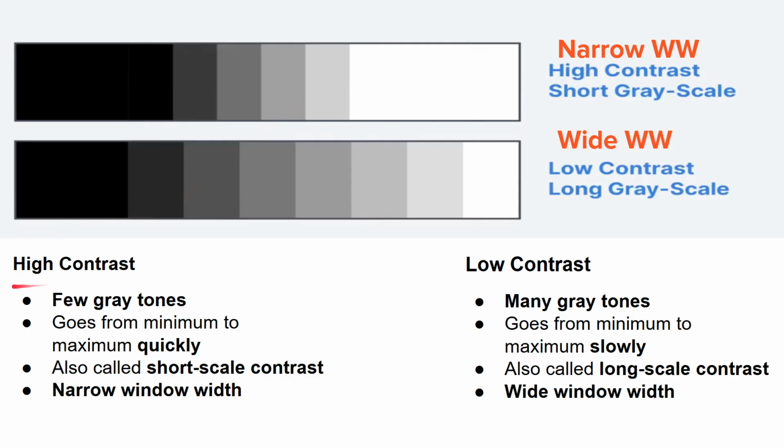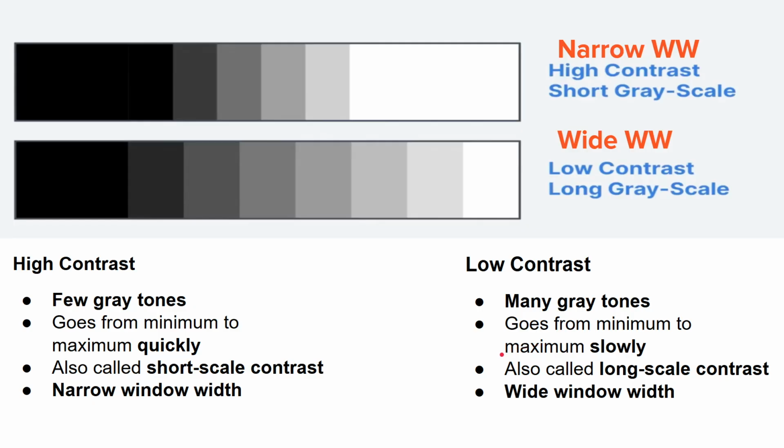Let's go down here. High contrast. There's few gray tones. It goes from minimum to maximum quickly. It goes white to black. It goes 0 to 100 real quick. This is also called short scale or narrow window width. Now we have low contrast, many gray tones. It goes from minimum to maximum slowly. This is like the car does not have a fast accelerator. It takes a while to get there.